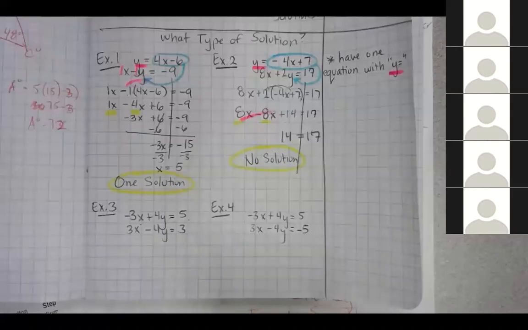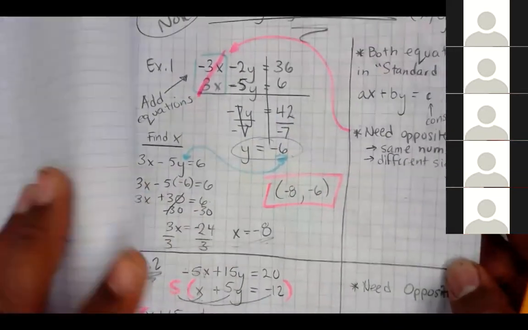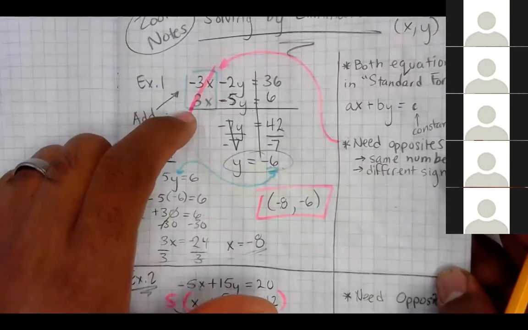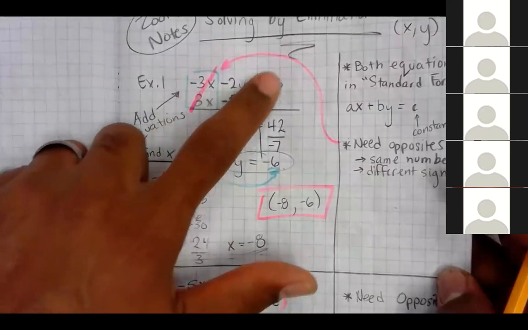Now I've got two equations in standard form. So if they're both in standard form, that goes back to what we did last week, elimination. Here I got opposites. One's negative, the other's positive, and they're the same number, so they'll cancel. And then the other numbers I add up.